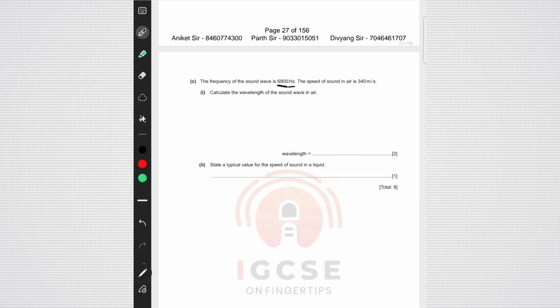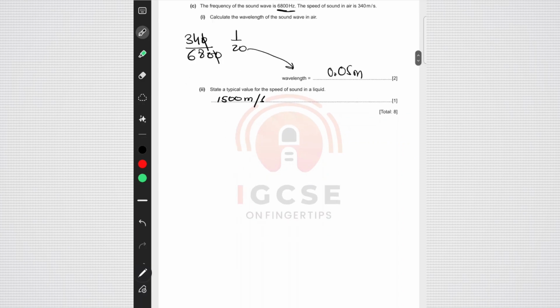The frequency of the sound wave is 6800 hertz. The speed of sound in air is 340. Calculate the wavelength. So 340 divided by 6800 should immediately give your answer. So this is 1 by 20, which can be written as 0.05 meter.